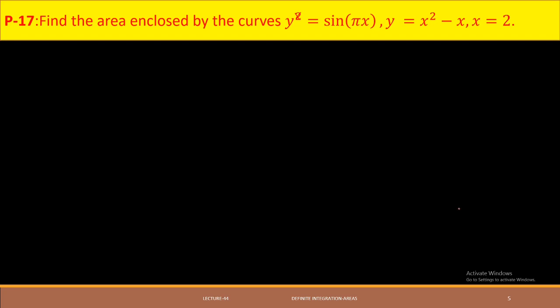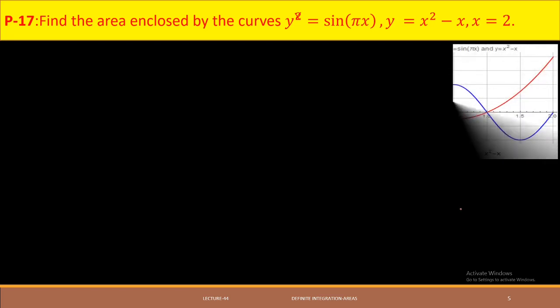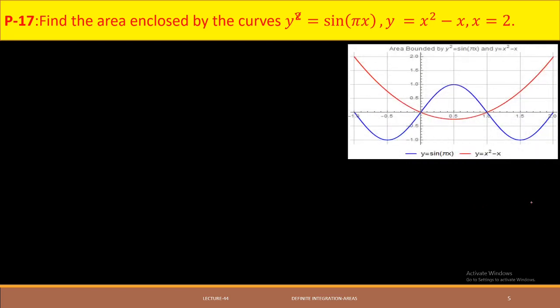One is a straight line, namely x is equal to 2, and the other one is a parabola, y is equal to x square minus x, and the first curve is y is equal to sine pi x. Okay, so all these curves are familiar to us. Plotting all these curves on the coordinate axis will give me this figure.